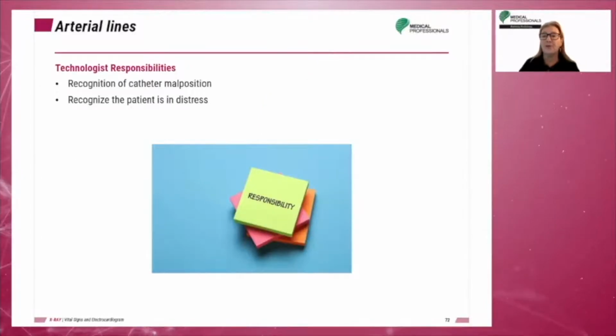Technologists are not responsible for placing lines or leads in patients. However, the technologist will be imaging patients with various lines and leads. It is important for the technologist to recognize what is the focus of the imaging and how to protect and care for the patient during the imaging procedure. Technologists should be able to recognize correct placement and be able to identify any malposition on the radiograph.